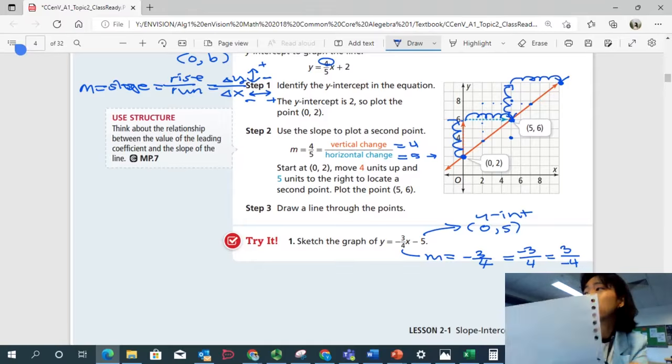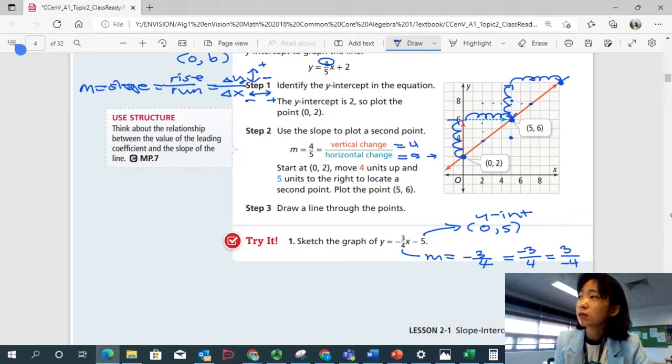Wait, I'm so sorry. Why did I write +5? Your y-intercept should be 0, -5. So you start with -5 actually. -1, 2, 3, 4, -5. And then you count it again. 1, 2, 3, 4. Wait, you go up 3, you go left 4.